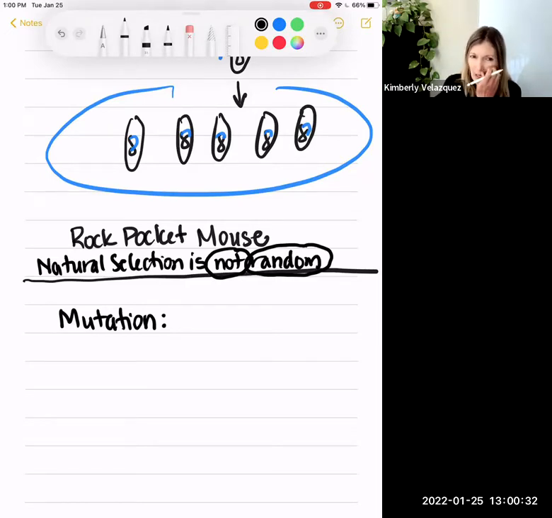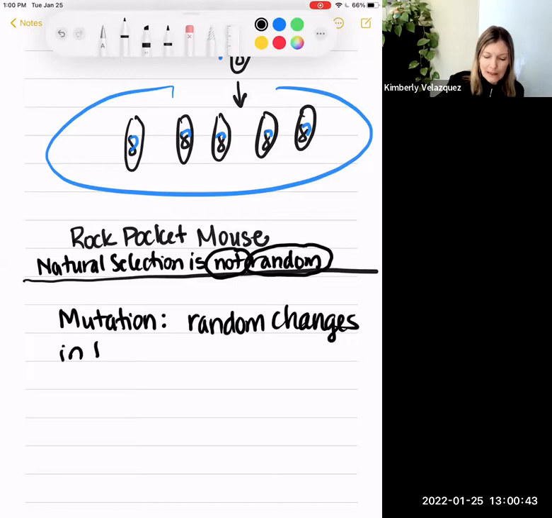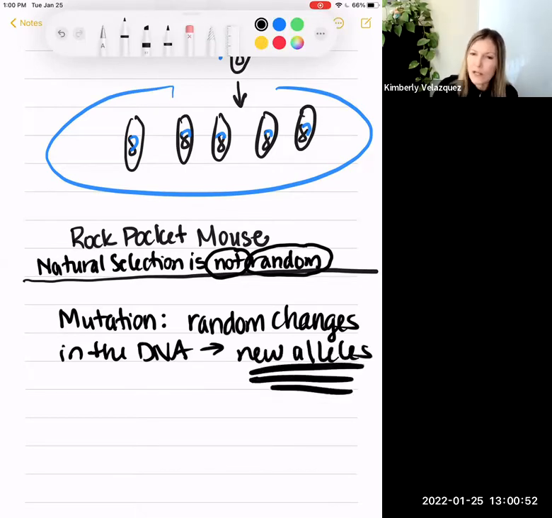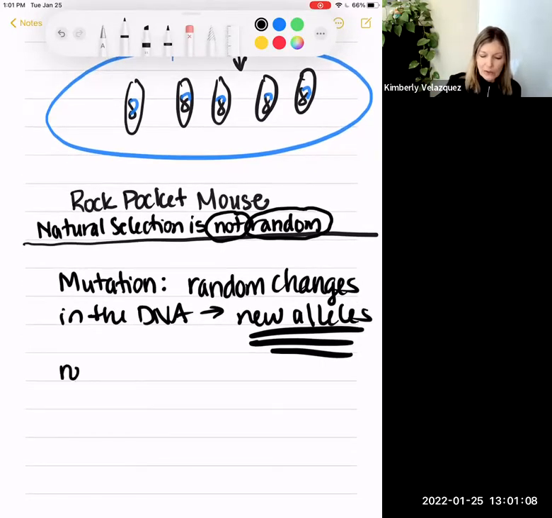That is not random. What is random, though, this is where it gets a little confusing, is the mutation. Mutations are random. These are random changes in the DNA, which leads to new alleles. And this is really the major way that new alleles arise, is through mutation. The mutation itself is random. If there's a random change in the DNA of certain individuals in a population and that creates a new allele, that allele might not offer any advantage or disadvantage. Okay, it could be neutral. It could offer a disadvantage.